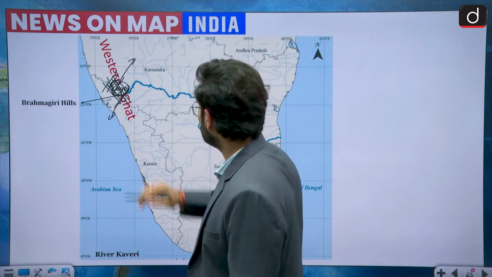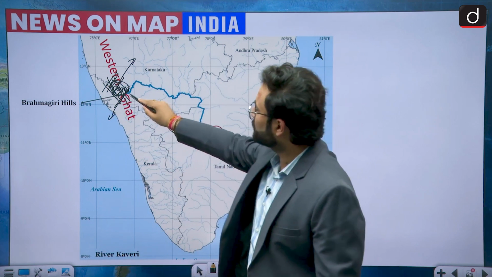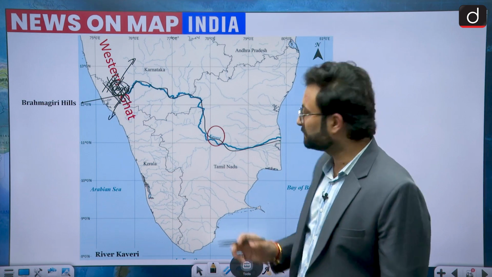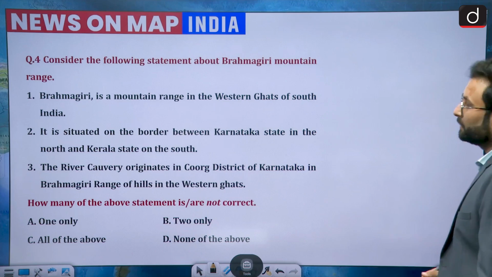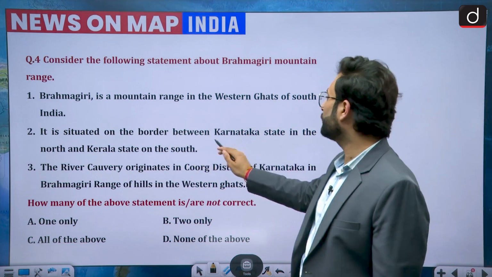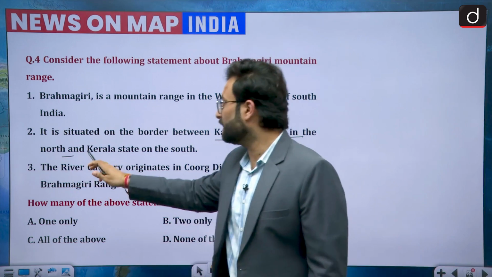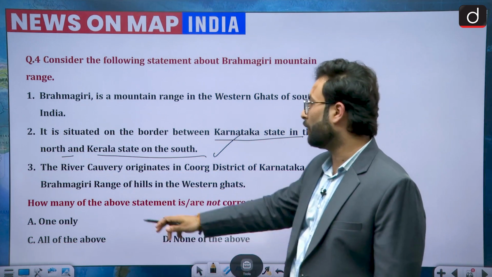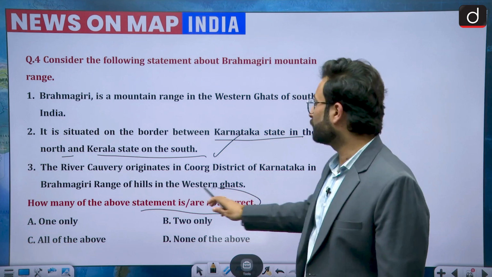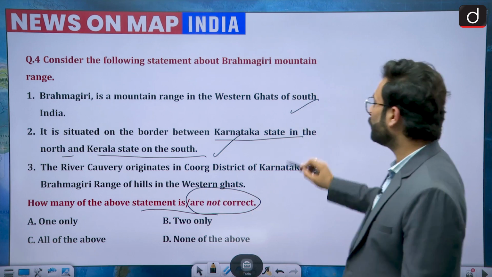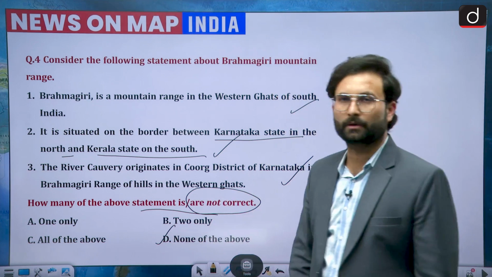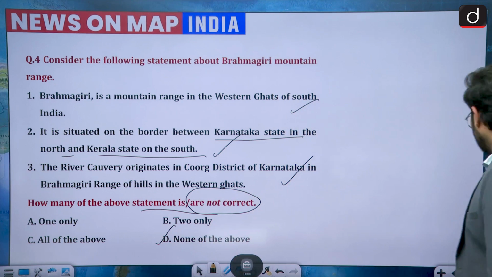So that's one thing. And from here originates the river Cauvery, which has been shown in the map. So now this statement, it is situated on the border between Karnataka state in the north and Kerala in the south, is also correct. They have asked how many of the above statements are not correct. We have seen that all of these are correct statements. So we will say none of the above. That would be our answer. So question number 5.